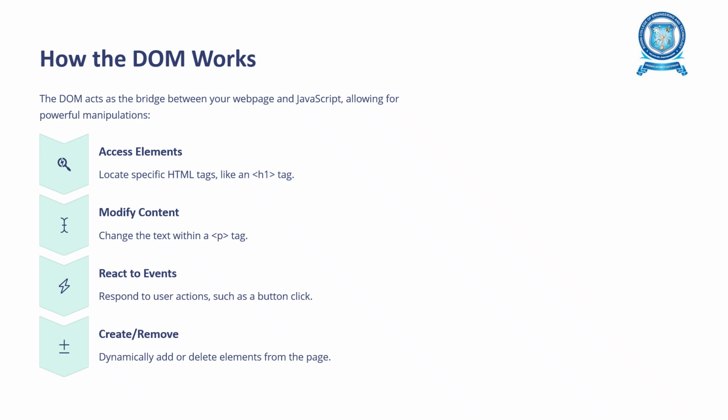How the DOM works. The DOM acts as a bridge between your web pages and JavaScript, allowing for powerful manipulations. Access elements: locate specific HTML tags like H1 to H6 tags. Modify the content: change the text within a paragraph tag. React to events: respond to user actions such as a button click. Create or remove: dynamically add or delete elements from the page.